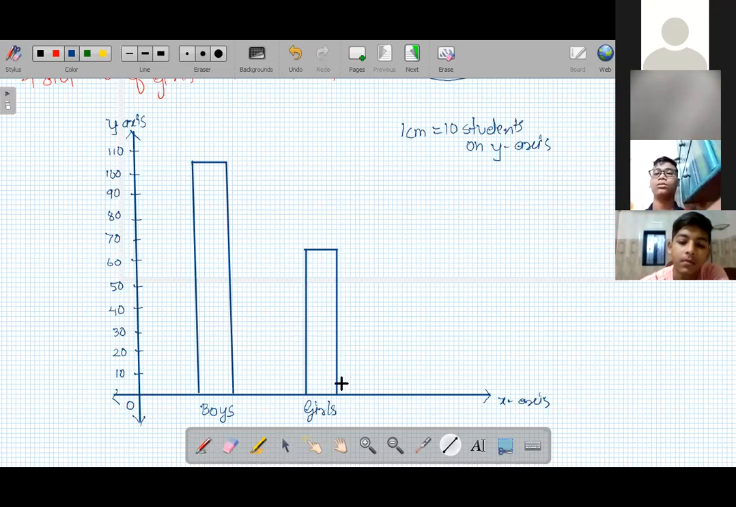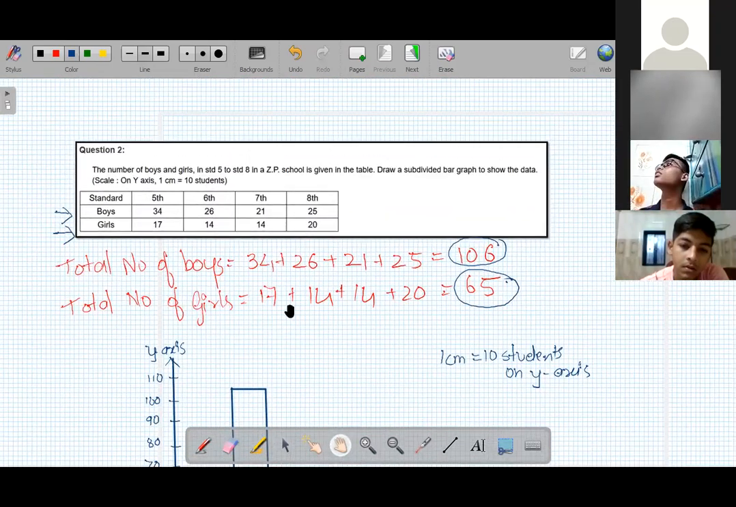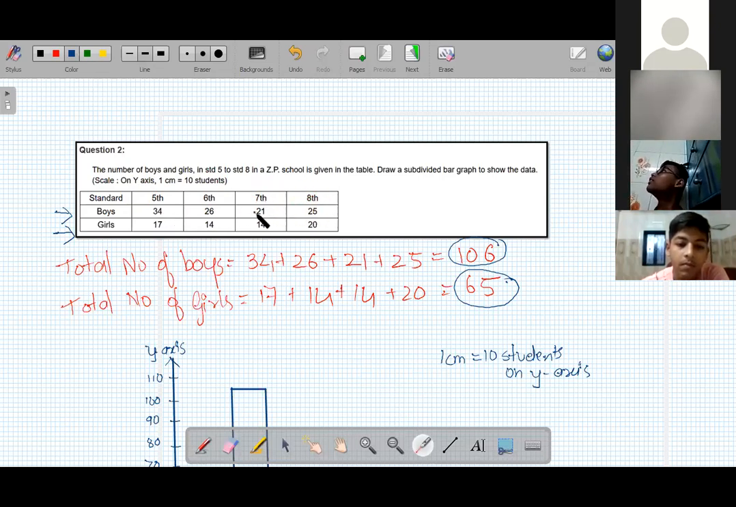Now we need to subdivide it. Standard wise, we need to subdivide it. So if you see, we have how many standards? I'll come back to the question. So we have 4 standards: 5th standard, 6th, 7th, and 8th. So we have to divide the bar graph into 4 parts for 5th, 6th, 7th, and 8th.